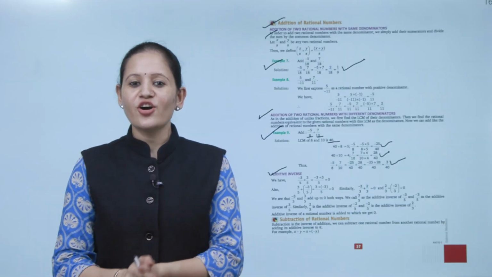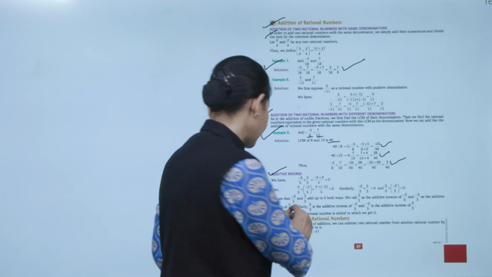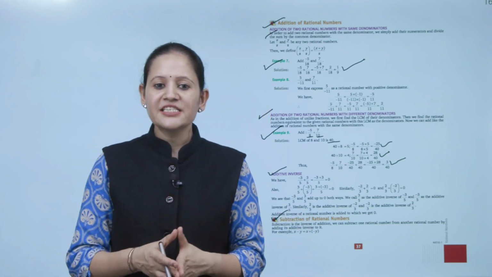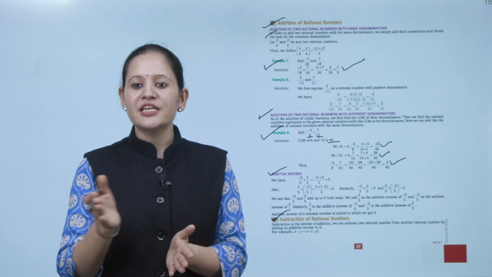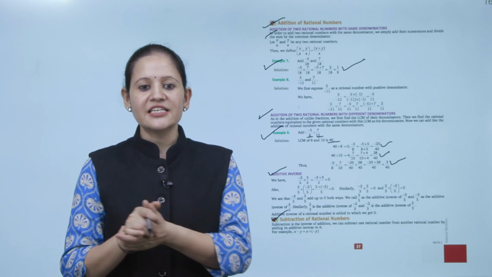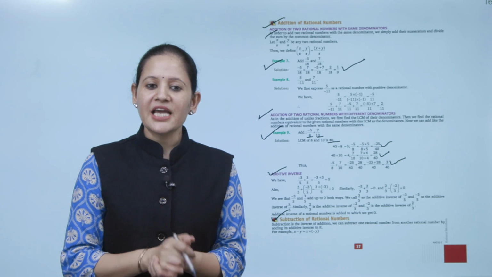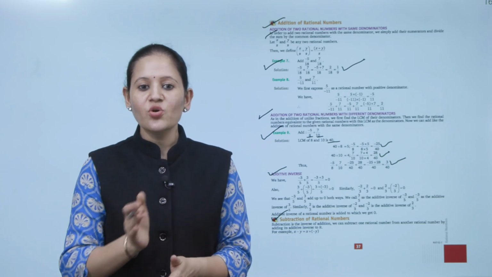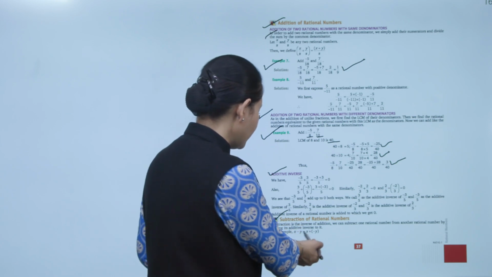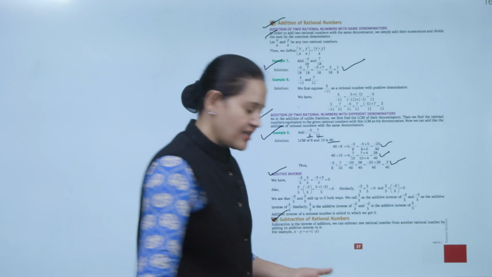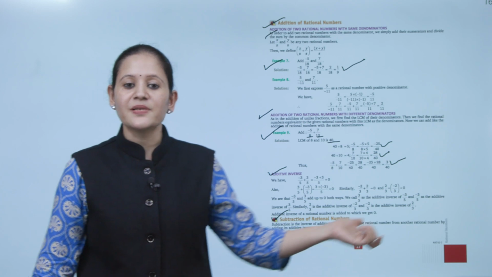Next is subtraction of rational numbers. Subtraction is the inverse of addition. We can subtract one rational number from another rational number by adding its additive inverse to it. For example, x minus y is equal to x plus the additive inverse of y, that is x plus minus y. Clear? So we will add x plus minus y.